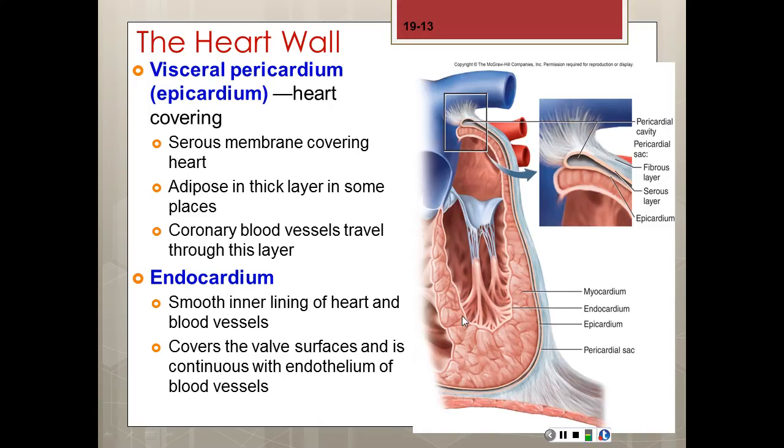It's not just on the outside, but it's the entire thing inside. It lines everything. Now it has a similar structure but has no adipose tissue. And it covers the valve surfaces and is continuous with the endothelium of the blood vessels.